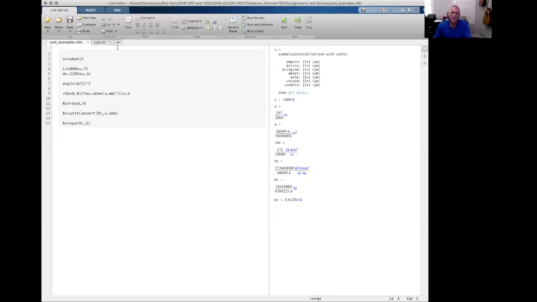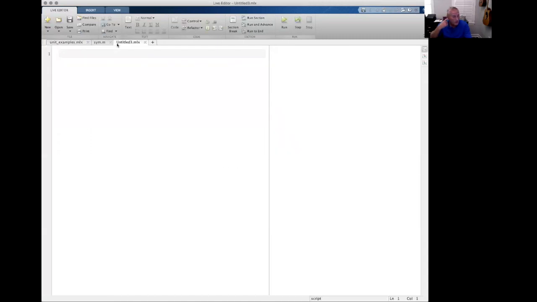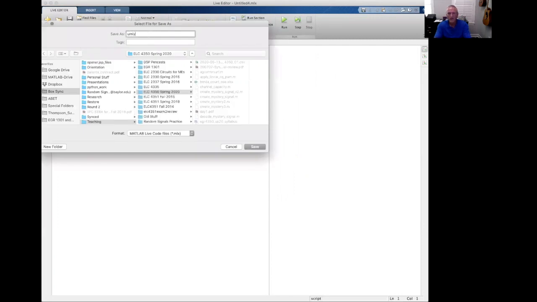Okay, so at this point, hopefully you've downloaded MATLAB and you can run it, and then the first thing you do, let me just start over. Go to New, Live Script. I want it to be a live script. Okay, so it's going to show up as untitled, and you can save it as something. So, unit example 1.